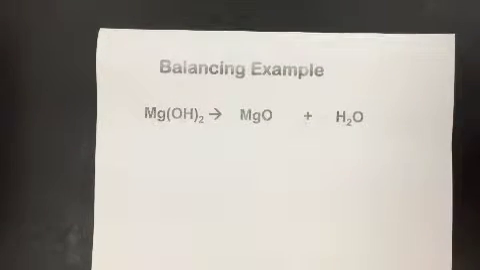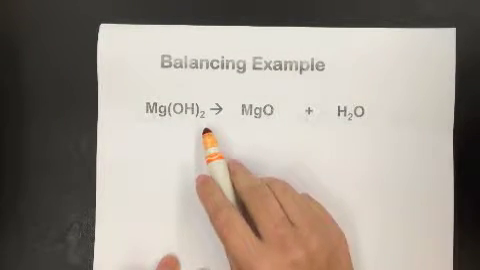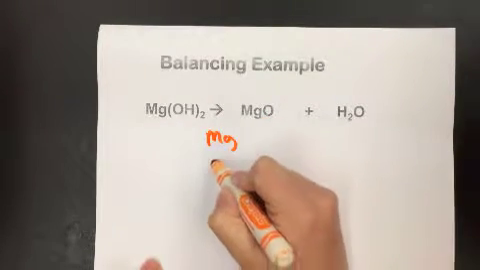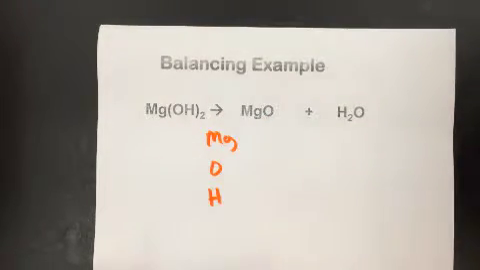Now what if the polyatomic does not appear the same on both sides? Then you have to split it up. So this is an example of that. We have MgOH2, but there's no OH on the other side. So we have to split it up into Mg, O, and H. And you're going to count on both sides.